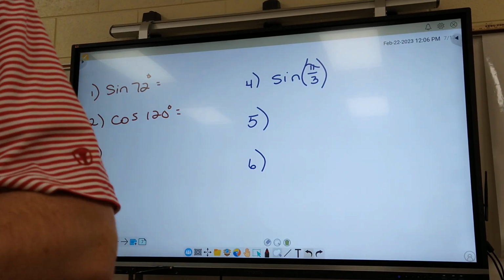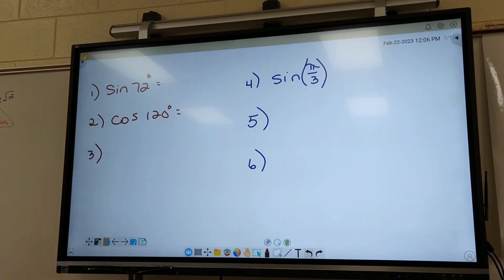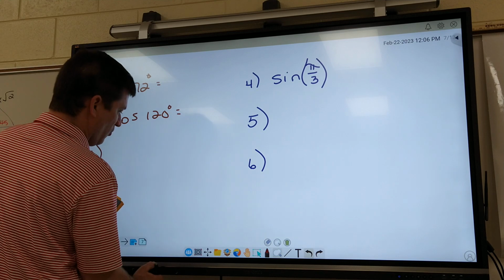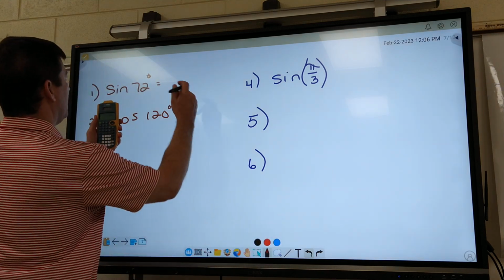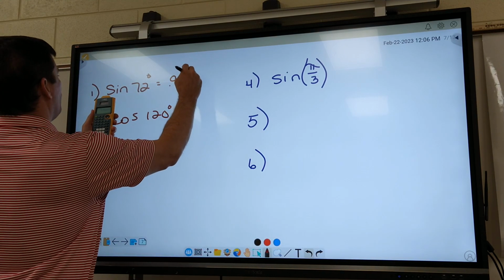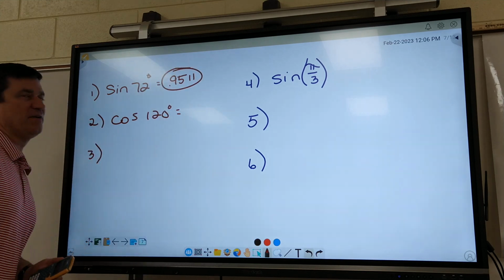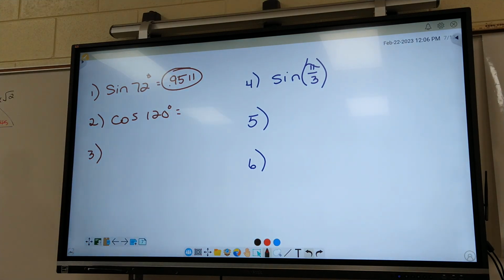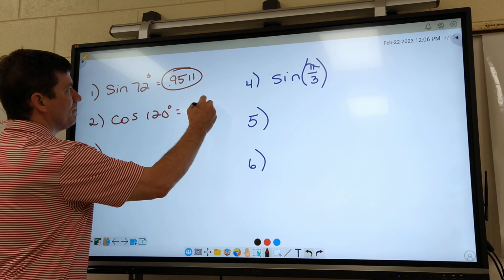But I mean, that's all you do. All right, so number 1, I've got 0.9511. If the fifth number is 5 or higher, let's round the fourth number up. All right, when you get down to number 4, you'll want to hold up. Let's do number 2, cosine of 120. I got negative 1/2.